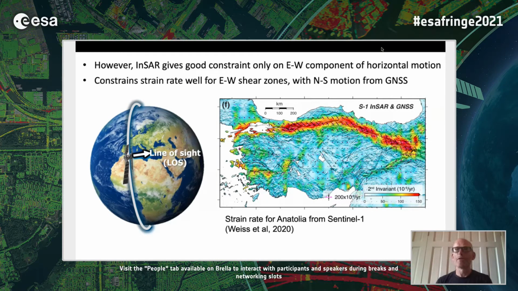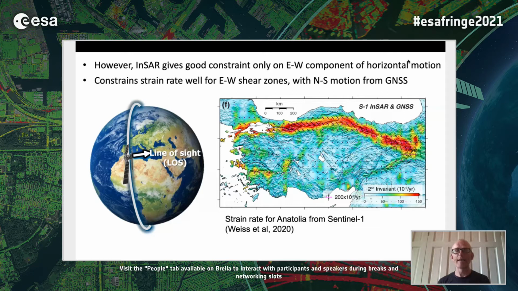Okay, but so as we all know, INSAR only gives us the line of sight component, and if we take ascending and descending orbits, we have a good sensitivity to east-west, but very little sensitivity to north-south motion. But this means we can image strain very well in areas where the shear zones are essentially east-west, because the sort of high frequency north-south motion that we aim to pick up with the INSAR is relatively small, so we can just fill in the north-south from GNSS pretty well.